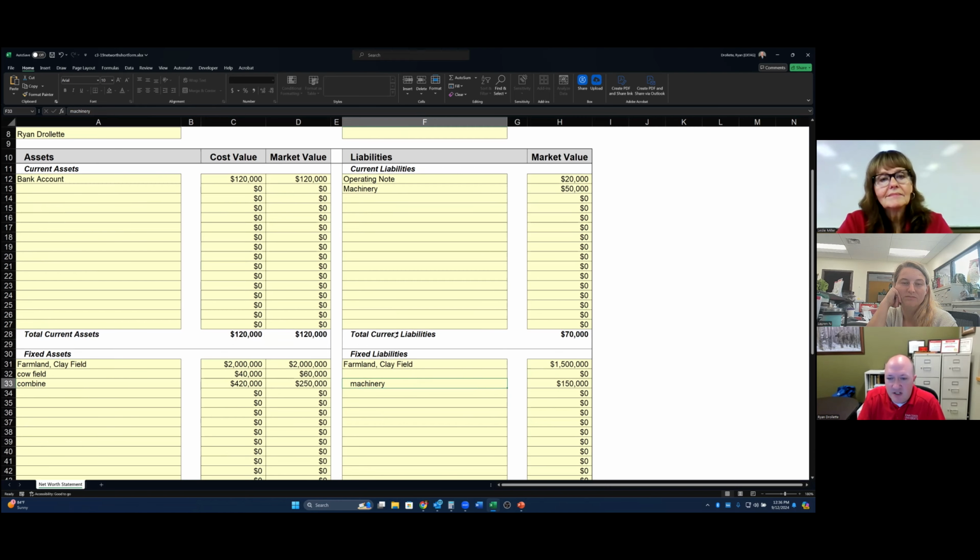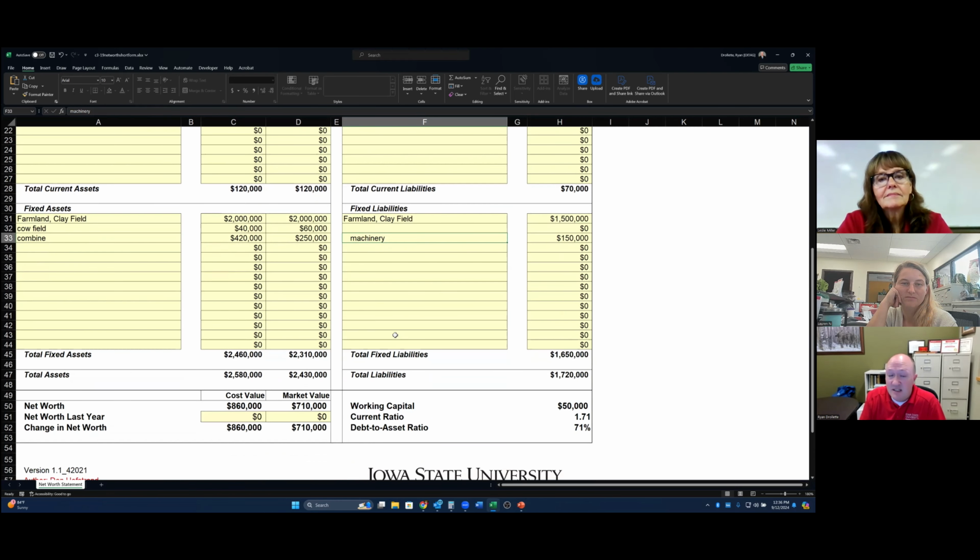On this spreadsheet, like I say, this is just really simple: what are the assets and liabilities, left and right. It's going to go down, and based on total assets, total fixed, and total liabilities, it's going to calculate out the working capital, the current ratio, and the debt to asset ratio. You can even put in there what the net worth was last year on the cost and market value, and it'll show the change in net worth statement as well.